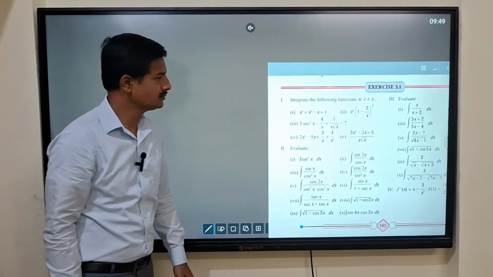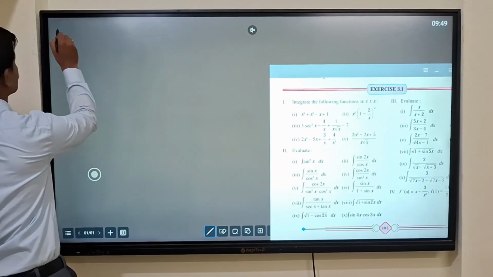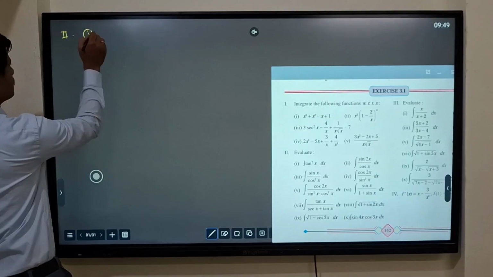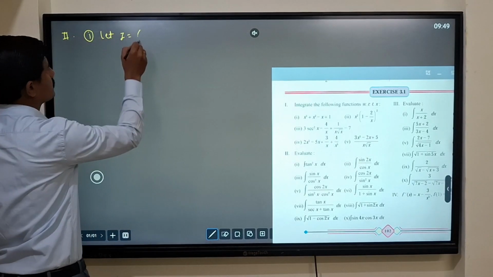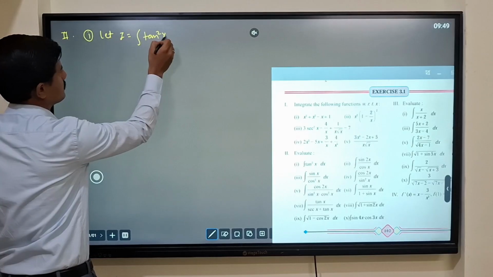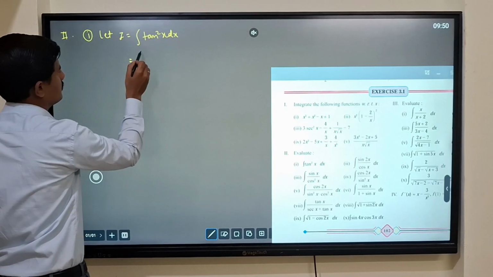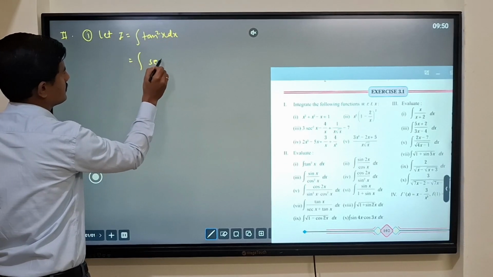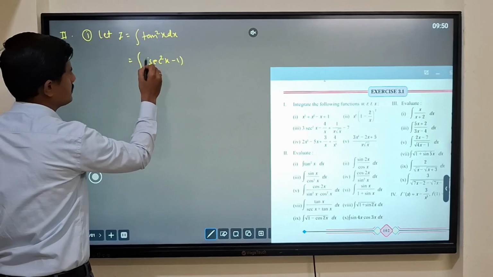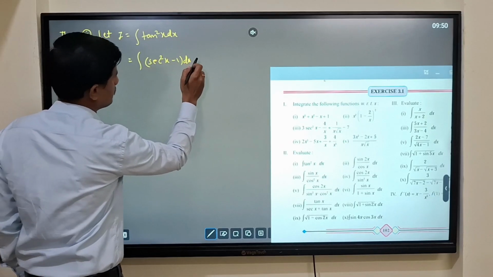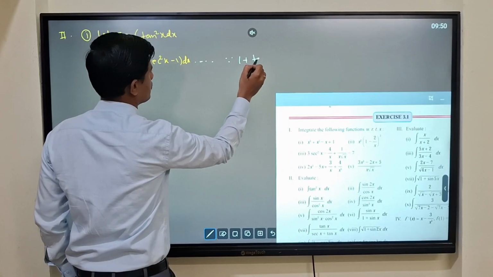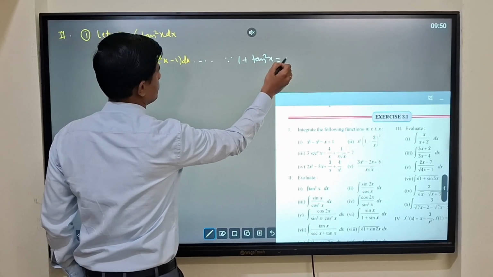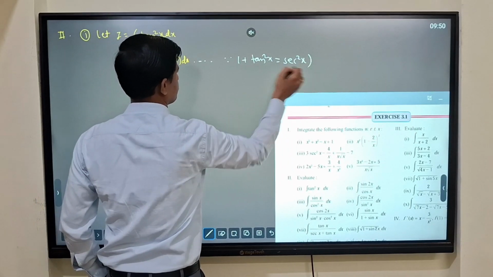Exercise 3.1, question number 2. First question, let I equal to integration of tan square x dx. Here we can write this like this: sec square x minus 1 into dx. Why? Because we know the formula 1 plus tan square x is sec square x.